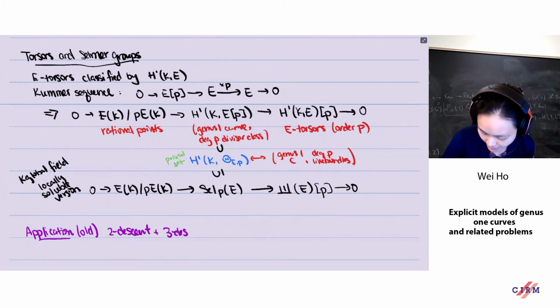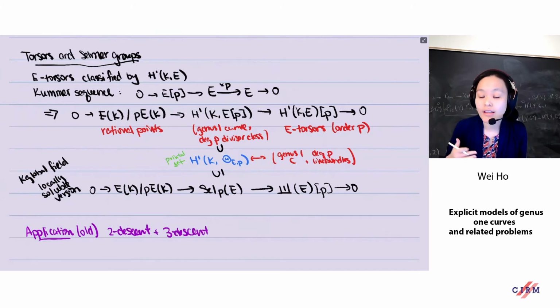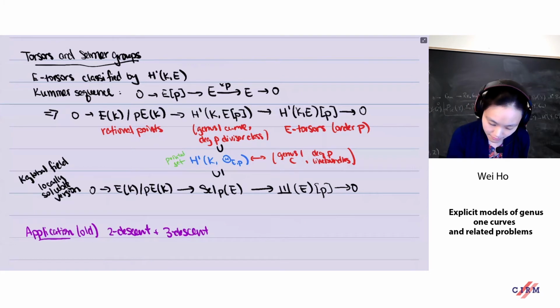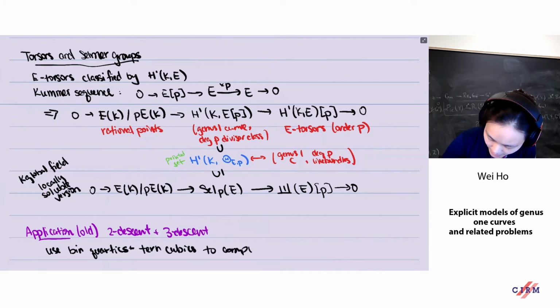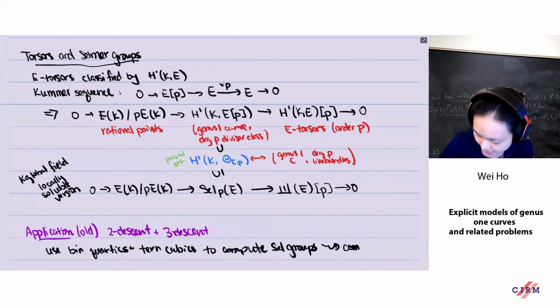Or higher descents actually, but explicitly, even today, the computational models that we have to compute Selmer groups, to compute ranks of elliptic curves, go through using binary quartics or ternary cubics to explicitly compute Selmer groups. So we use things like binary quartics and ternary cubics to compute Selmer groups, and then that lets us compute ranks.